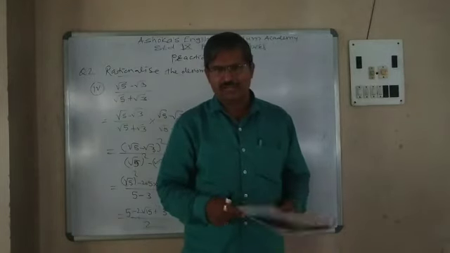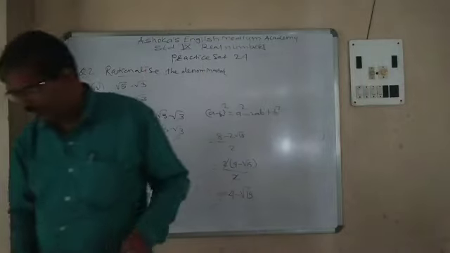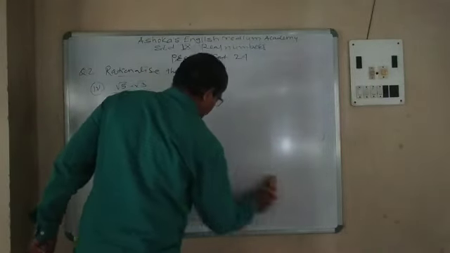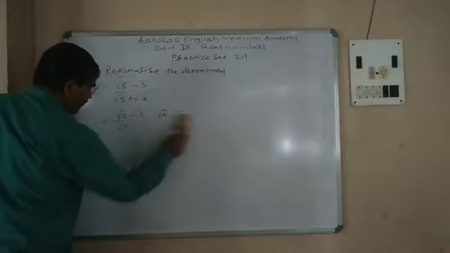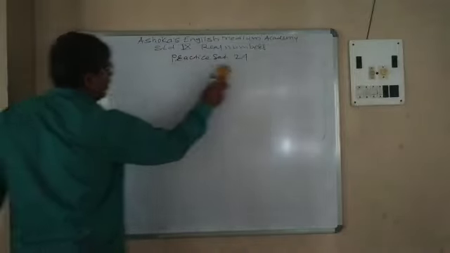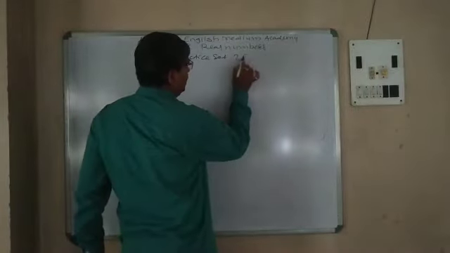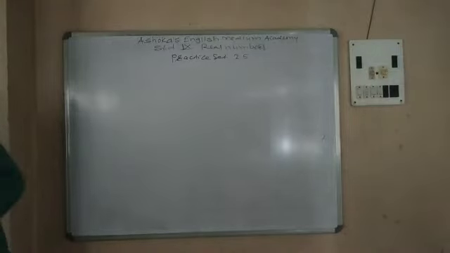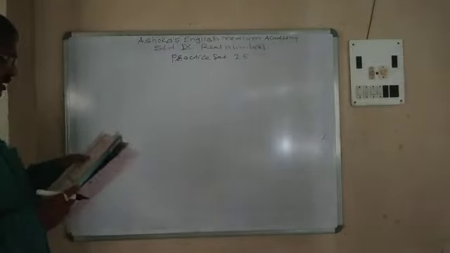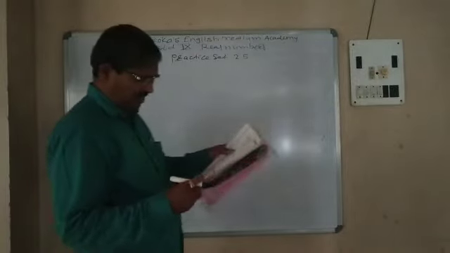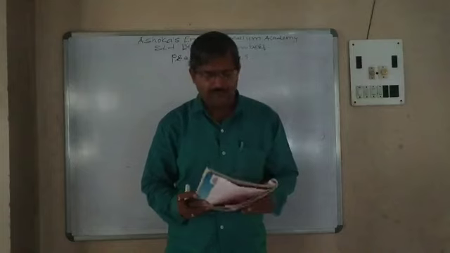Now I am going to enter into exercise 2.5. What is in 2.5? That we will see. 2.5 is very simple. This exercise, or practice set 2.5, is based on absolute value. So we will see what is meant by absolute value. The absolute value definition is given on page number 33. I am going to read it.